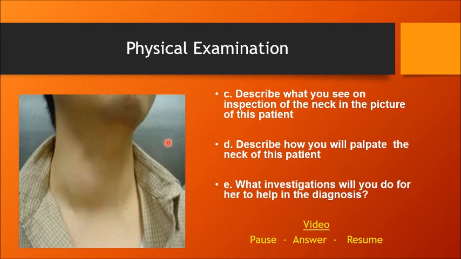Next, we come to the physical examination and the questions related to that. Question C. This is a picture of the patient's neck. Describe what you see on inspection in the neck of this patient. Question D. Describe how you will palpate the neck of this patient. And question E. What investigations will you do for the patient to help in the diagnosis? Once again, please pause the video, answer the questions. After that, resume the video to know the answers.